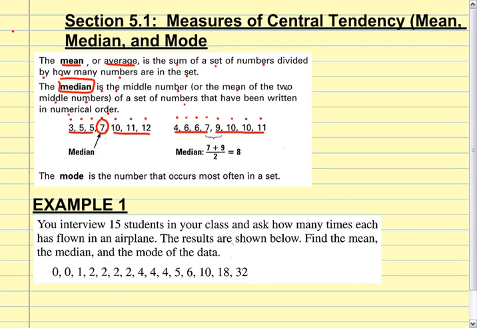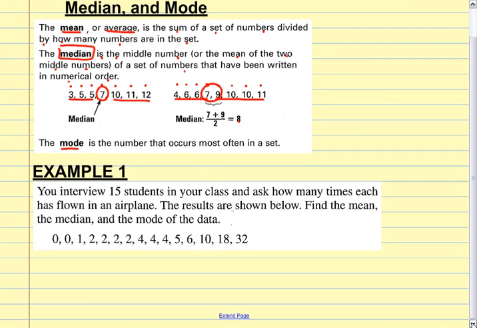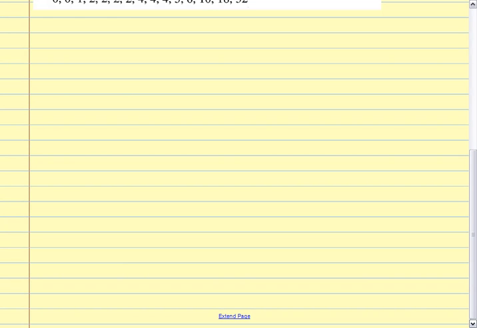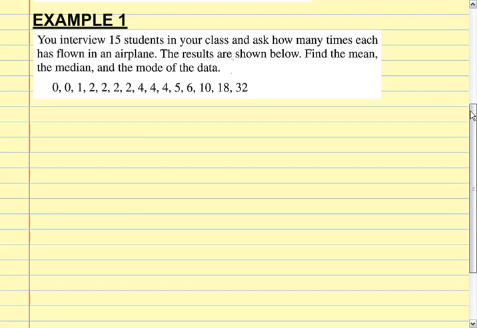I don't have a middle number. So I'm going to average these two. What's the number right between 7 and 9? Well, that number is 8. Okay? All right. The mode, that's the number that occurs most often in a set. That's the one that shows up the most. Okay? So let's go down here to example number 1 and see what they're asking us to do.